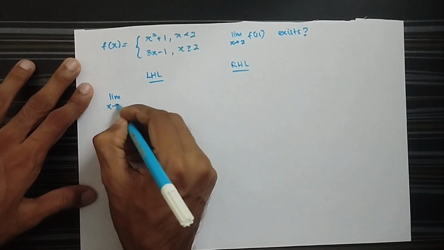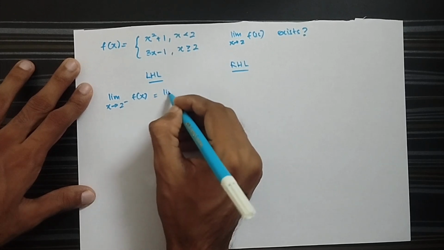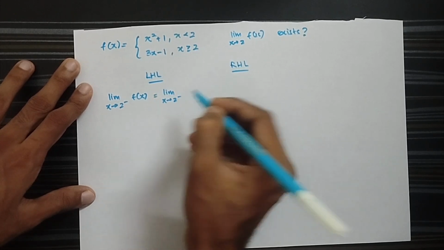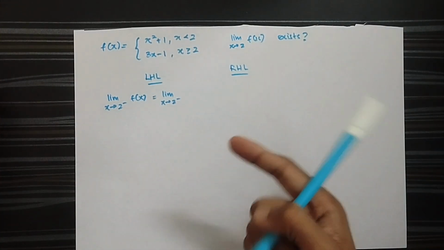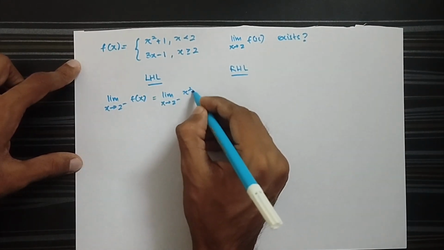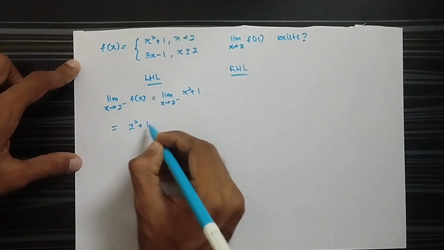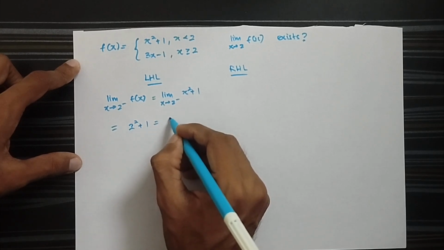Limit x tends to 2 minus f of x would equal limit x tends to 2 minus. 2 minus would mean x is less than 2. So we have to choose this outcome of the function. So x square plus 1, which is equal to 2 square plus 1, which is equal to 4 plus 1, which is 5.